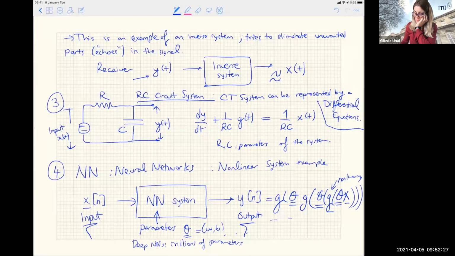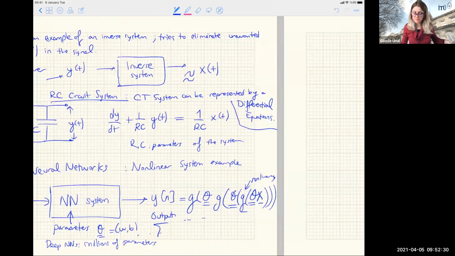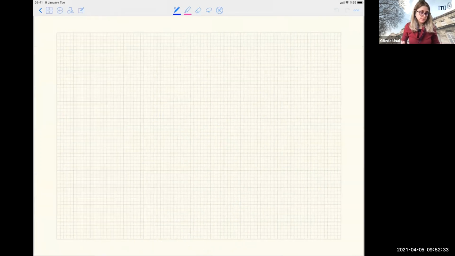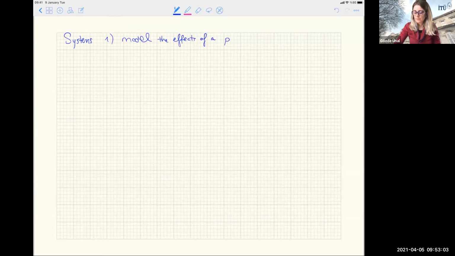Okay, all right. So we were talking about systems, and actually I was saying that differential equation and difference equation systems, we will be looking at soon. So let's go to those a little bit later. Just a recap, guys: systems model the effects of a physical phenomenon.